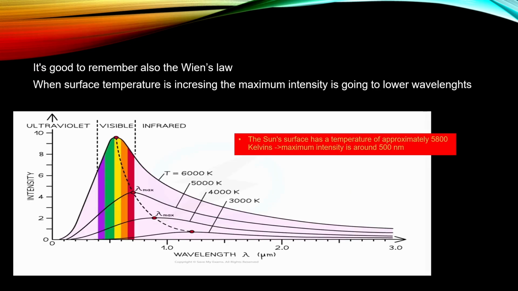It's good to remember also Wien's law. Wien's law tells us that when the temperature of the body is increasing, the intensity maximum is going towards shorter wavelengths. For example, our Sun has a surface temperature of around 5800 Kelvin, and from this figure we can see that it has the maximum at around 500 nanometers.